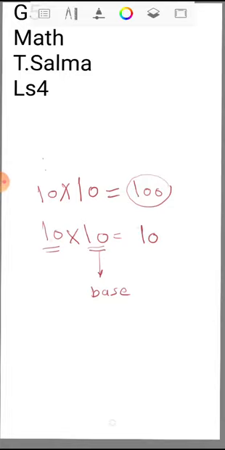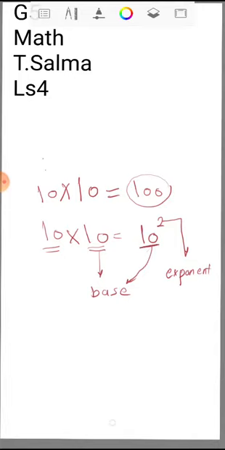Now let's count the number of 10. The number of 10 here, 1 and 2. So how many 10 do I have here? 2, right? So I will put this 2 like this, above the 10. And I will name this 2 the exponent, okay? So this is the base and this is the exponent.